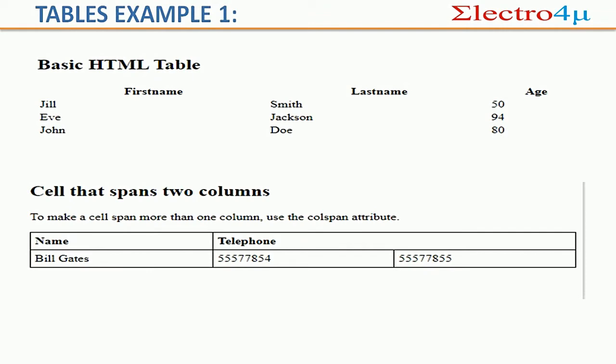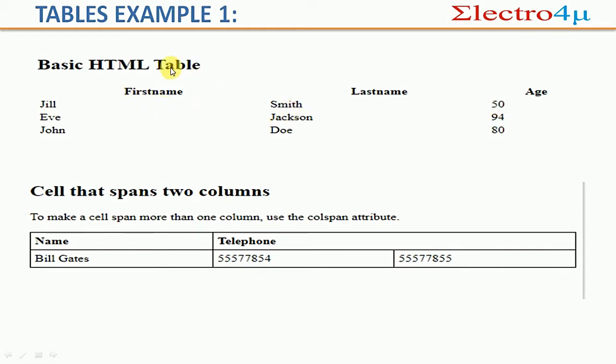And this is the basic HTML table. First I tell you the example, after that I tell you how to write it. What is a basic HTML table? Jill is the first name, last name is Smith, age is 50.